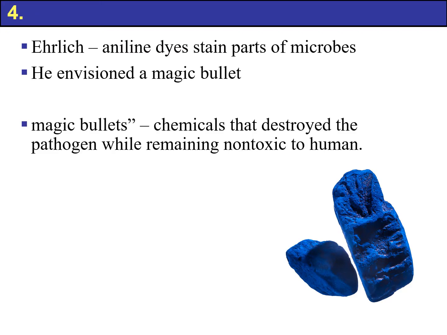Finally, Ehrlich. Ehrlich was a scientist that envisioned discovering a magic bullet. Aniline dyes stained parts of the microorganism. So he envisioned if the stain was attaching to the bacteria, that somehow a drug could be anchored or linked to that stain, therefore targeting the microorganism and destroying the microorganism. So that was the magic bullet. So he subsequently searched hundreds of chemicals to try to find one that could destroy pathogens, but was not toxic to the humans.